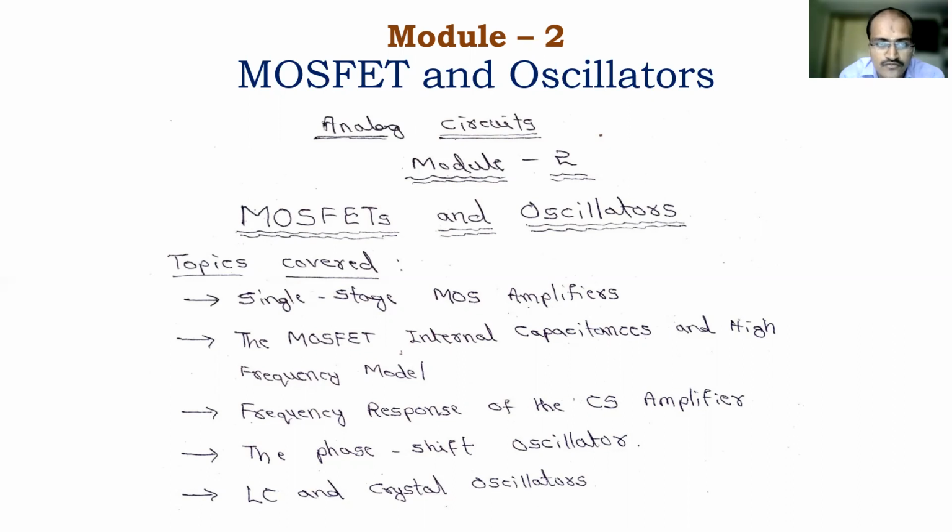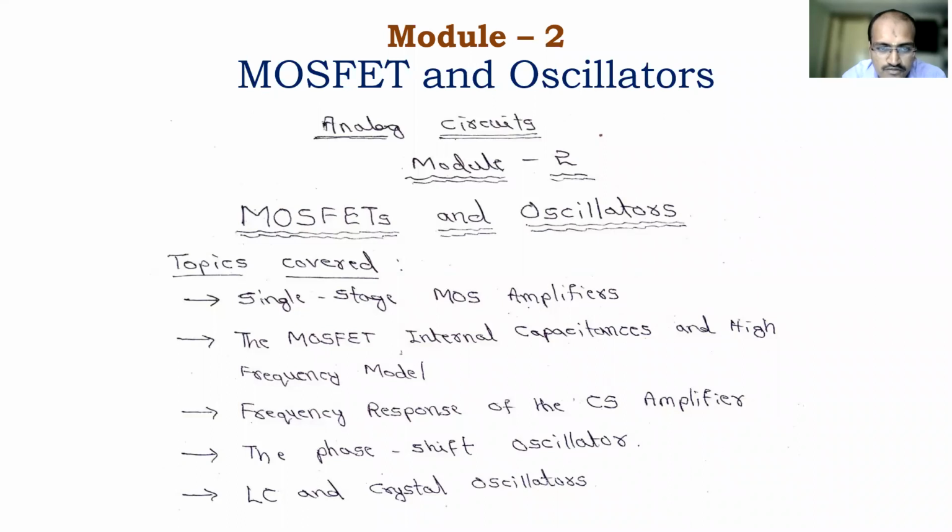So what we cover in this module is 5 sections. In the first section we will discuss single stage MOS amplifiers. So MOSFET amplifiers, that is the application part of the MOSFET. What are its characteristic parameters? If an amplifier is there, how do we measure its performance? All these things we are going to see.